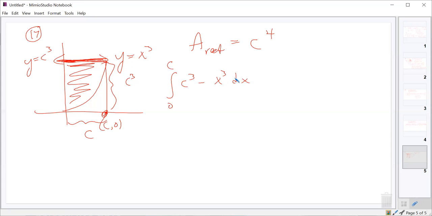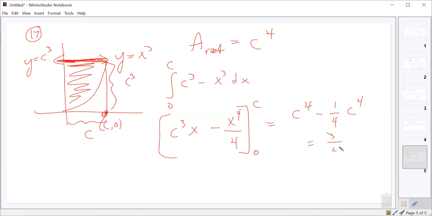And remember that c is just a constant. We're integrating with respect to x. So this is going to become c cubed times x minus x to the 4th over 4 from 0 to c, which will give us c to the 4th minus 1/4 c to the 4th, which ought to be 3/4 c to the 4th. Everybody good with that?